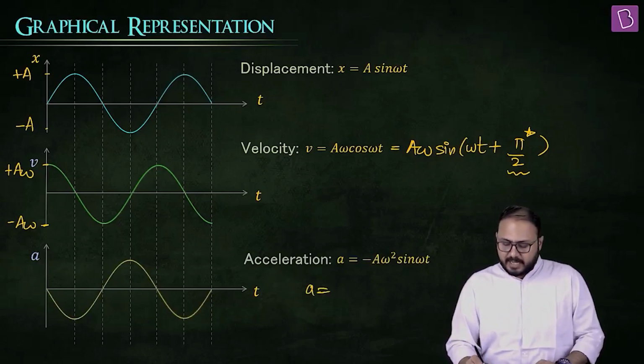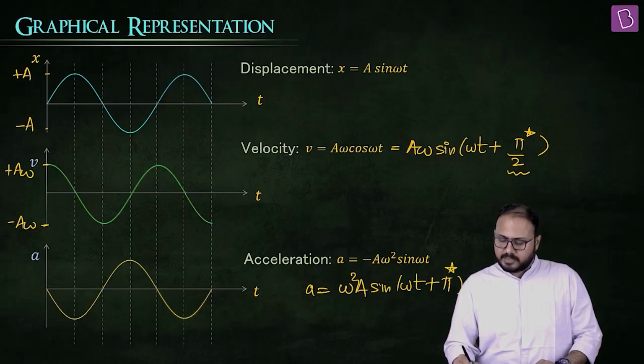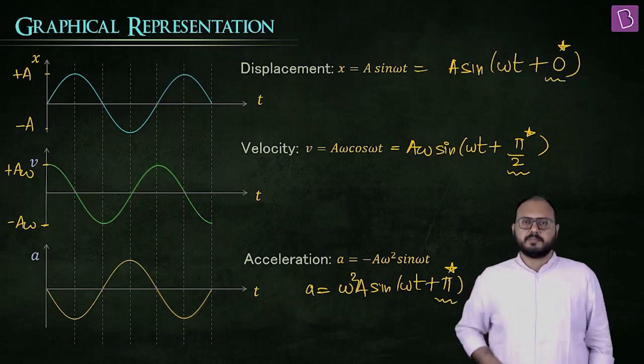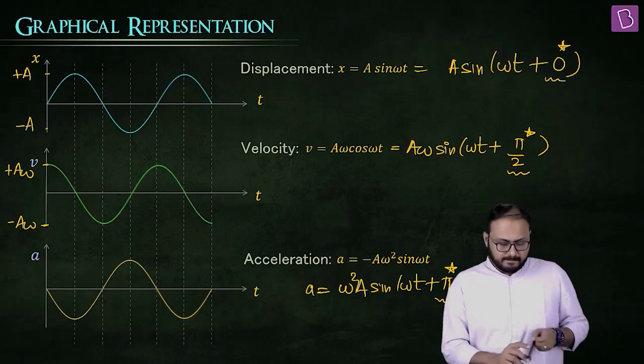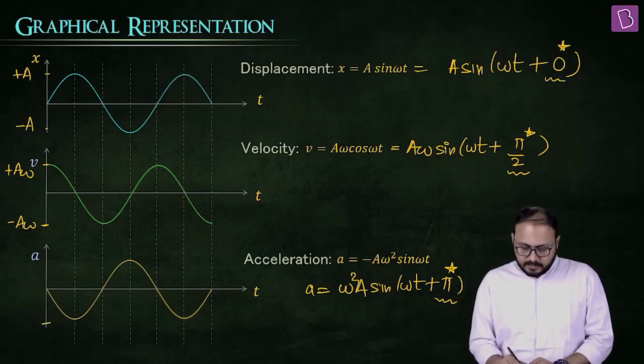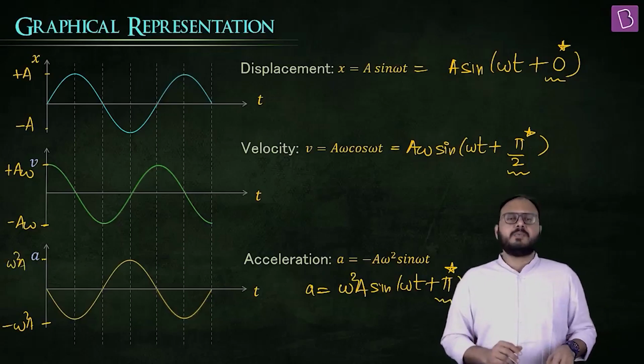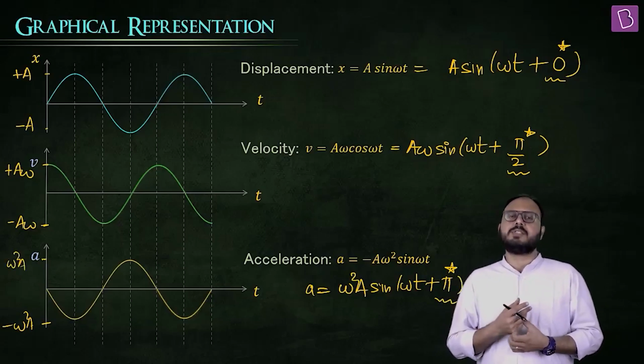But can I write a as omega square a sine of omega t plus pi? Sir, why are you doing this? Can I or not? Okay. A sine omega t plus 0 for now. This value minus omega square a and this value plus omega square a are the three graphs, x versus t, v versus t, a versus t. Clear?